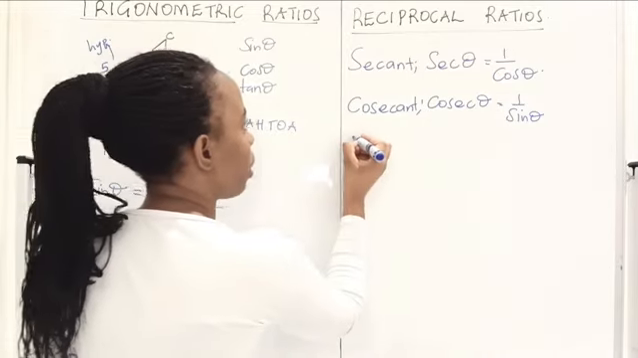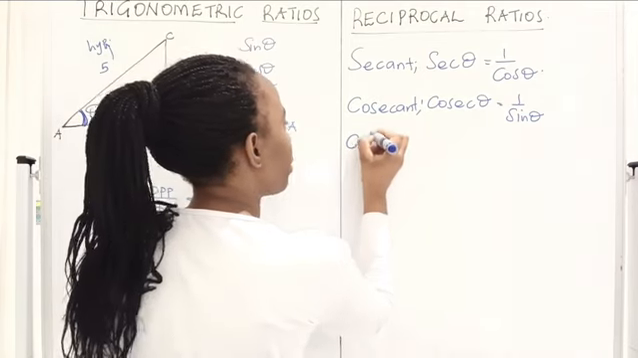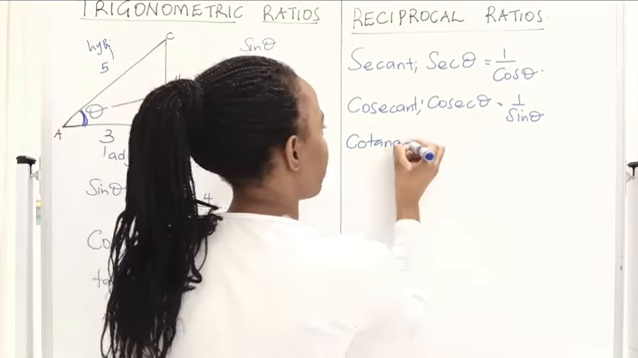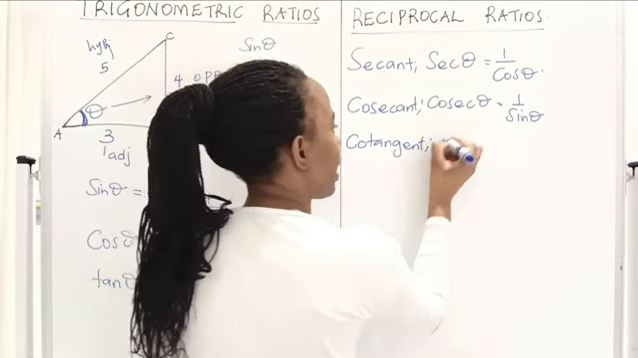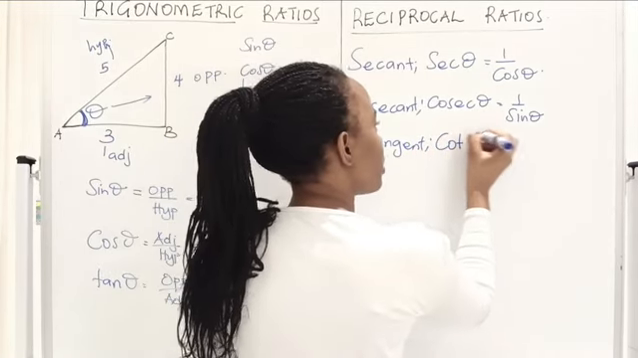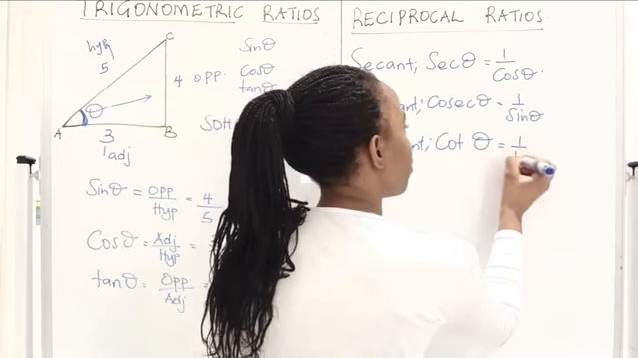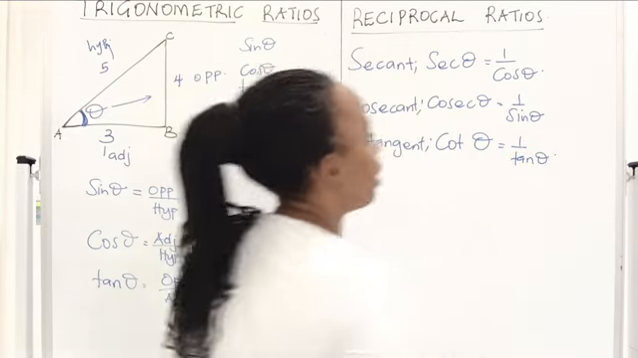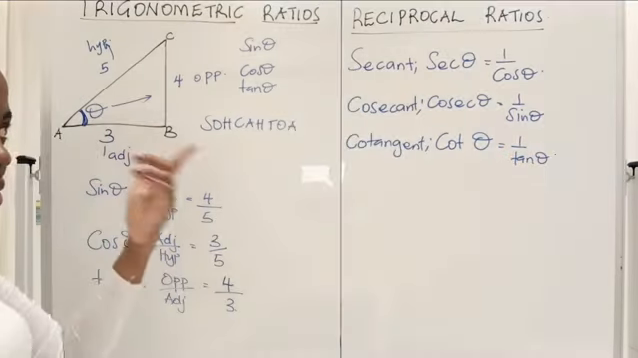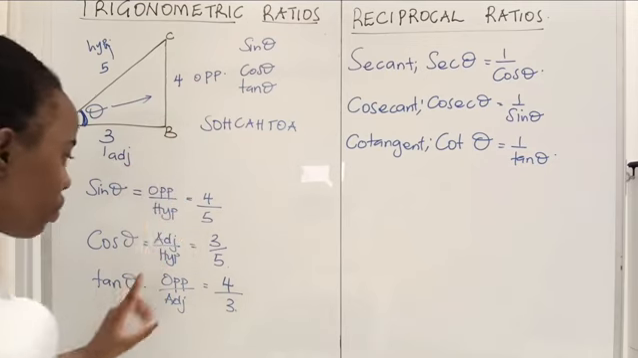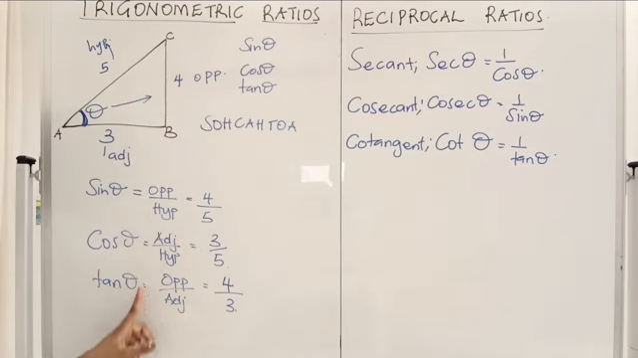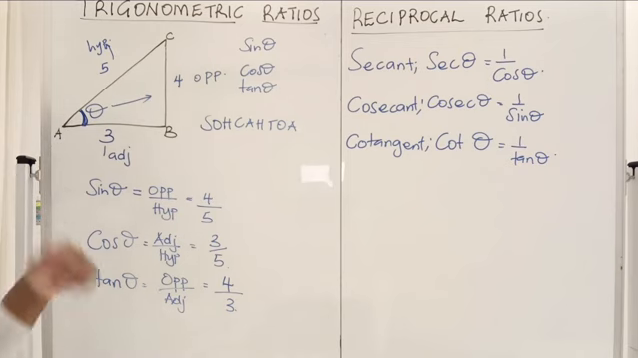Now we go to the cotangent, which is usually written as cot. Cot theta is equal to 1 out of tan theta. Now we are going to use the sine theta, the cos theta, and the tan theta that we got to find their reciprocals.